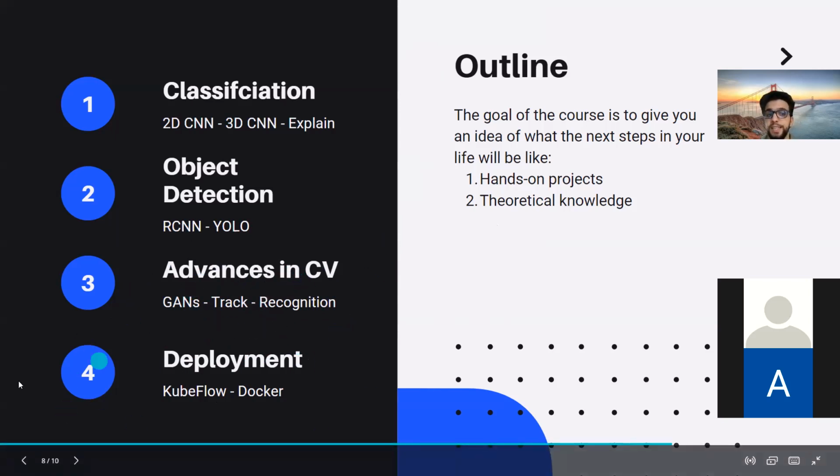And later on in the final week, this part is not going to be evaluated. So this is just a bonus part. You can think of it as extra, right? So here we will be speaking about deployment.